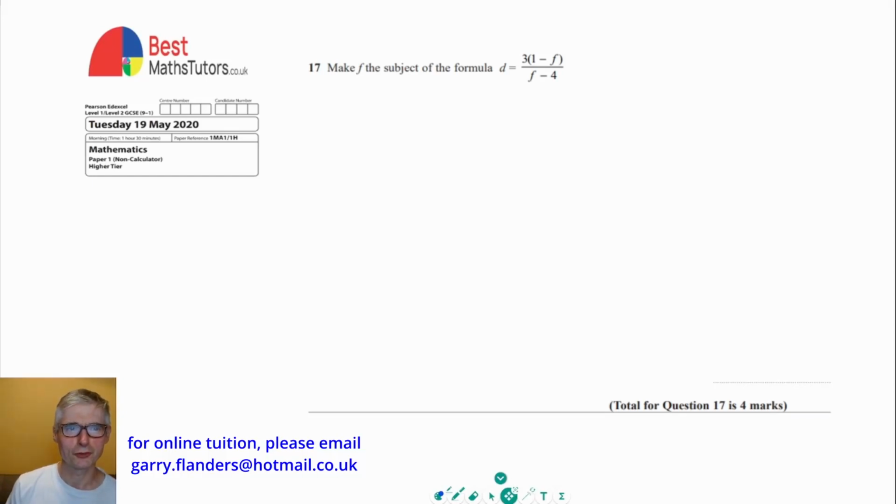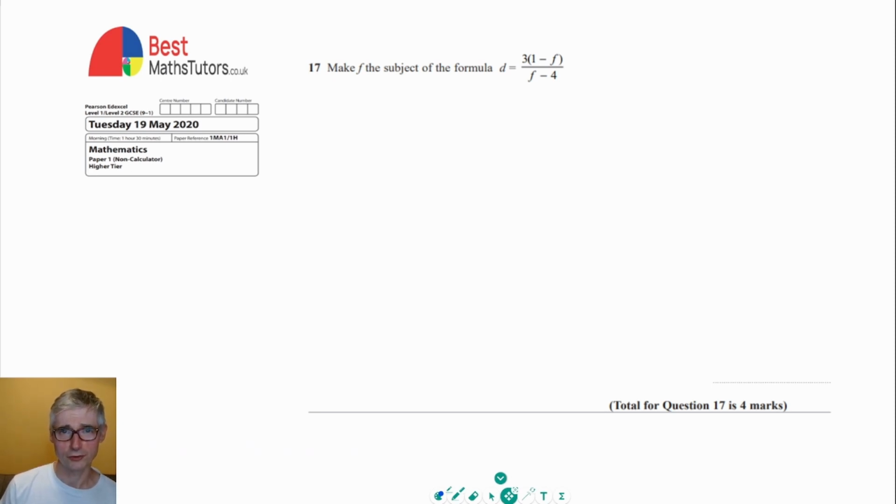I'm continuing to look through the Edexcel GCSE Maths Higher Tier Paper 1 from May 2020. This is question 17 and it's a question about rearranging formulae and making something the subject of a formula. So we've got to make f the subject of this formula, but currently d is the subject.